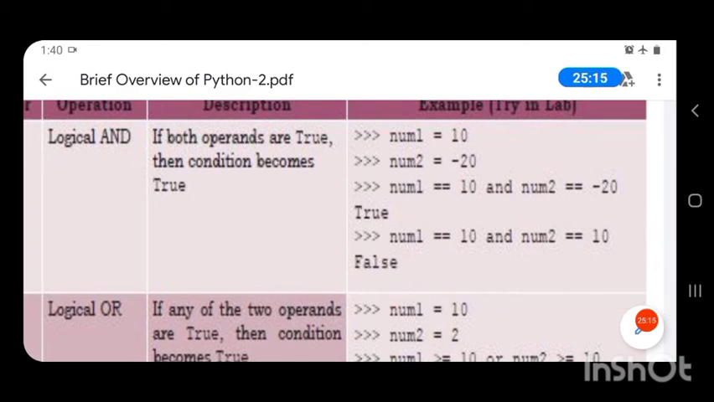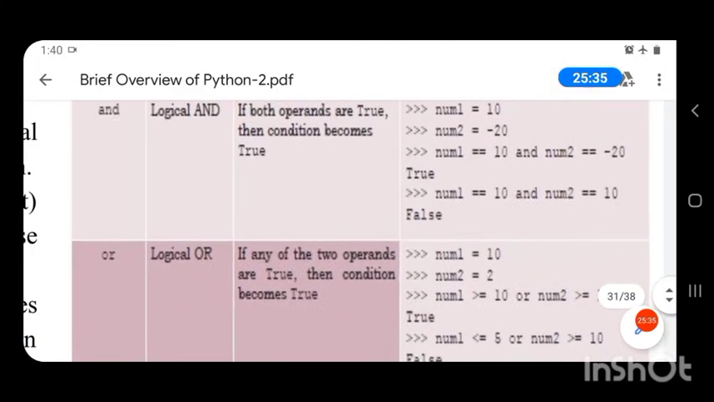Same as our and in our English. So A and B should come means both should come. If A or B should come, either of A or B can come. Likewise, same function as that of the AND.